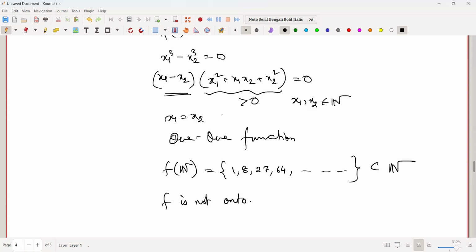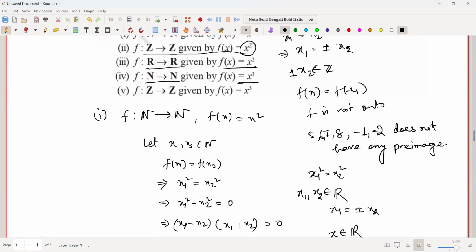So you have to write that there are elements like 7 or 2 or 6 or 8 or 9, which belong to the natural numbers, but they have no pre-images. That is why it is not onto. Okay. And for Z also the same.